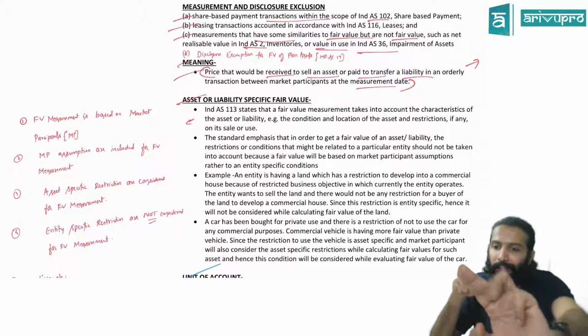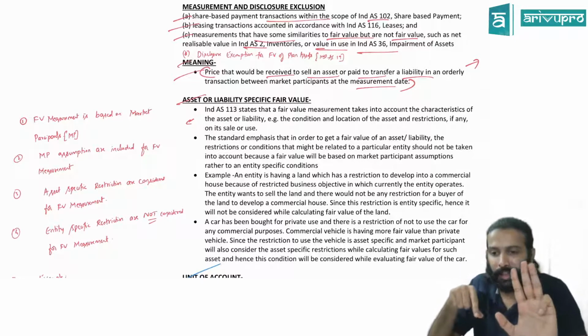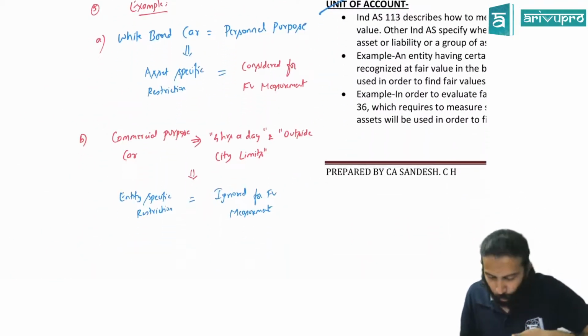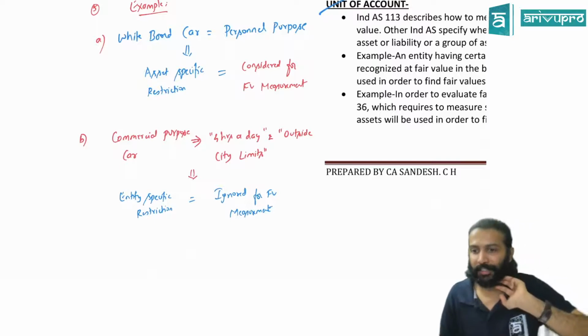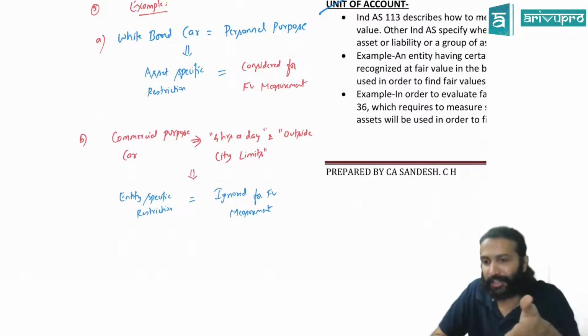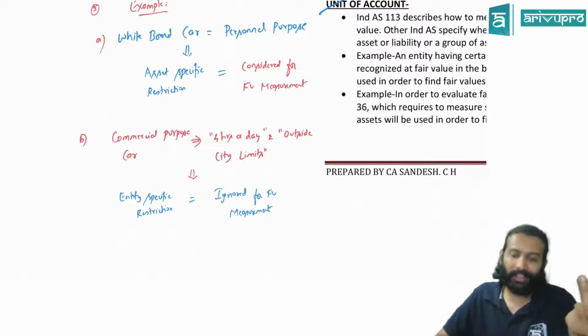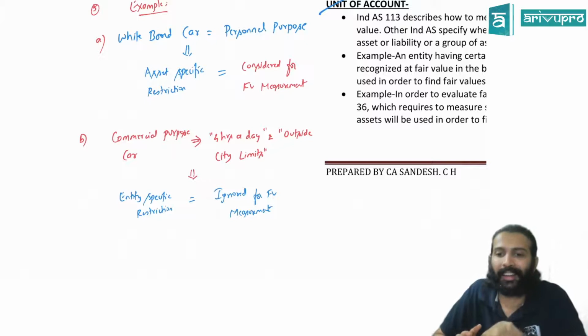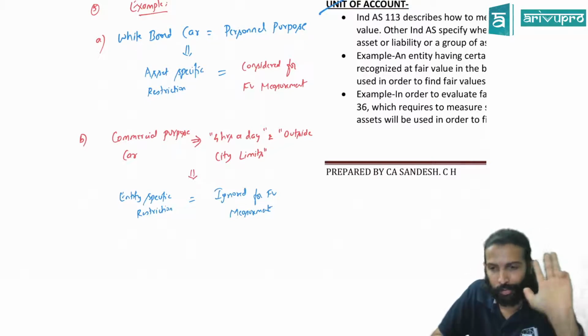No? And if you have any entity specific restrictions, sir, like that car example, you're using the car only for 4 hours a day, not taking it outside city limits. That is an entity specific restriction. In my iPad, I'm using the iPad only to take class, but anybody who buys an iPad from me can use it for any other purpose. That means all those are entity specific restrictions, which will be ignored for fair value calculation.